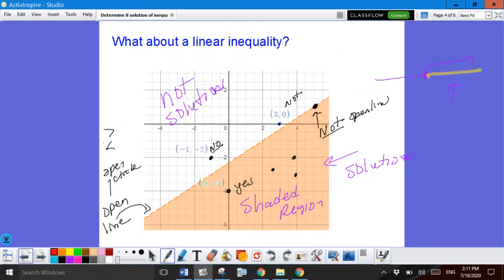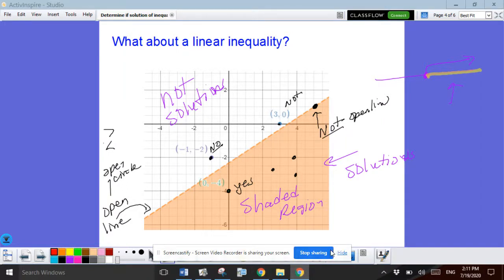All right, so today you're going to be working on determining if things are solutions. So lots of substitution and lots of reading graphs today. We'll catch you as we move into compound inequalities.